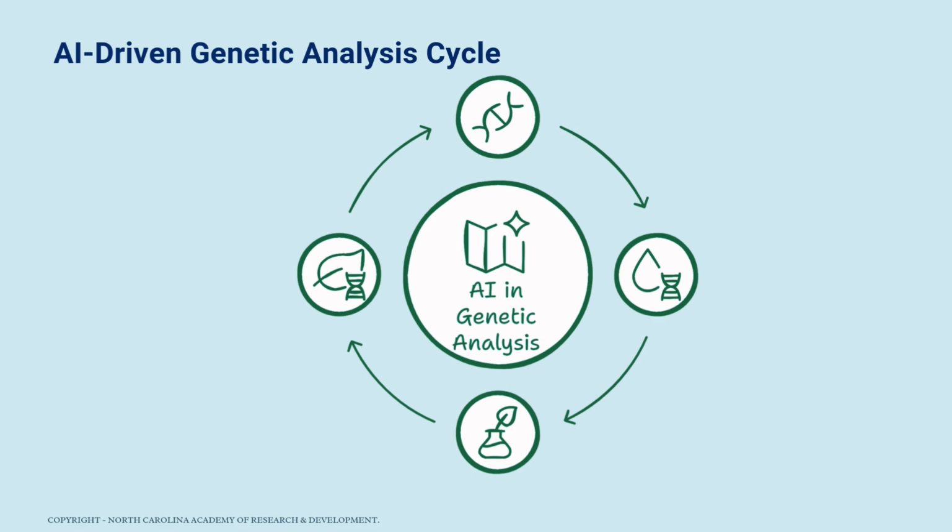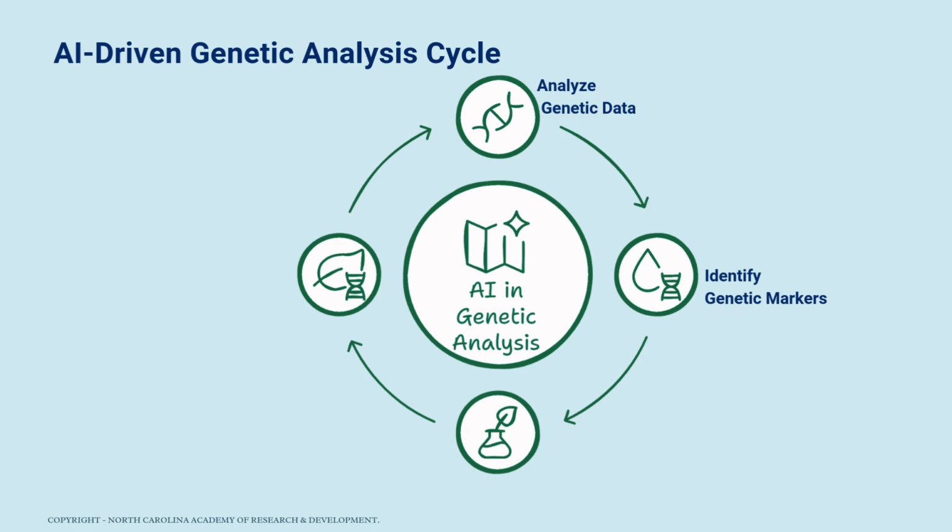As we step into the world of personalized medicine, understanding how AI enhances genetic analysis is crucial. This cycle highlights the key stages where AI transforms raw genetic data into actionable clinical insights. Let's break down the AI-driven genetic analysis cycle, a powerful framework that's reshaping how we approach personalized medicine. We begin with the analysis of genetic data. Using advanced AI algorithms, vast and complex genetic sequences are processed rapidly, revealing critical information that's often hidden in raw data. Next, we move to the identification of genetic markers.